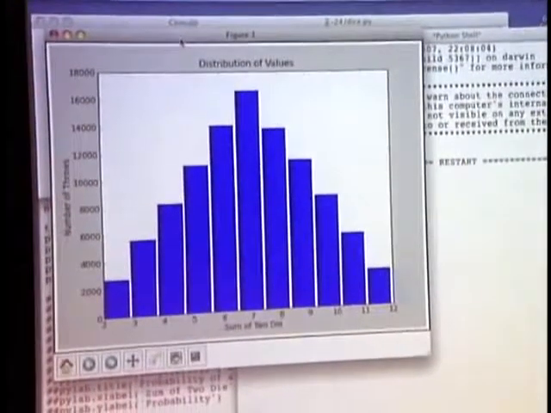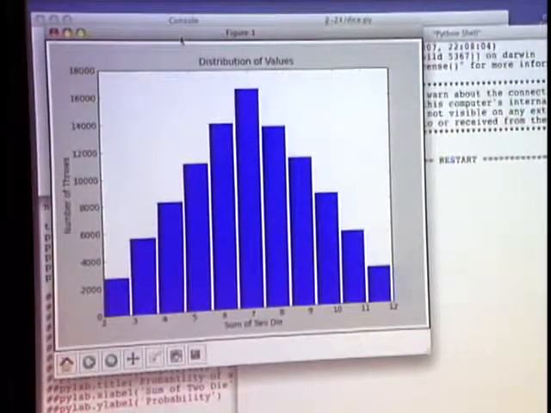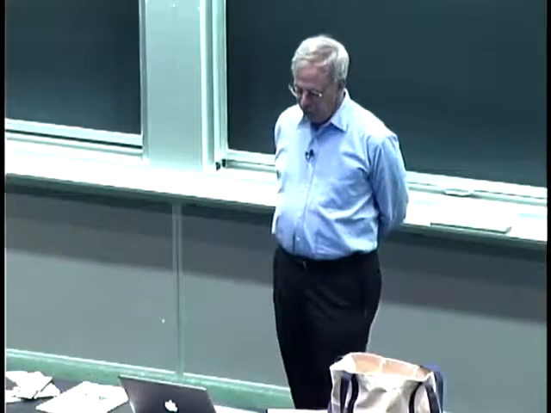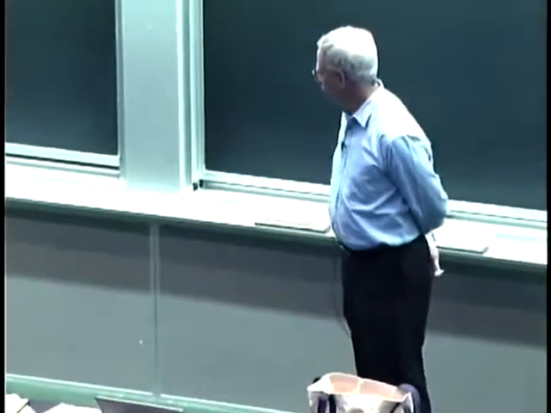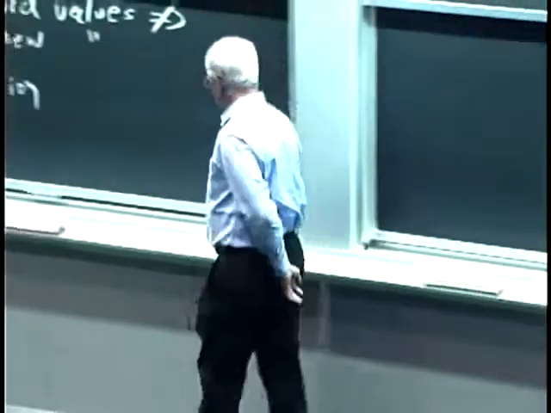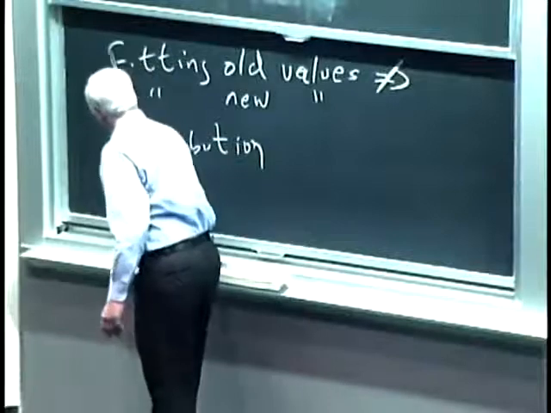And here we see the distribution of values. So we see that I get more 7s than anything else and fewer 2s and 12s. Snake eyes and boxcars to you gamblers. And it's a beautiful distribution in some sense. I ran it enough trials. This kind of distribution is called normal.